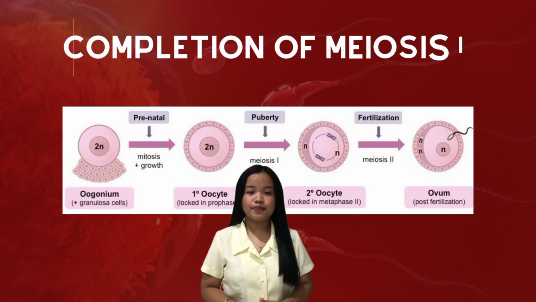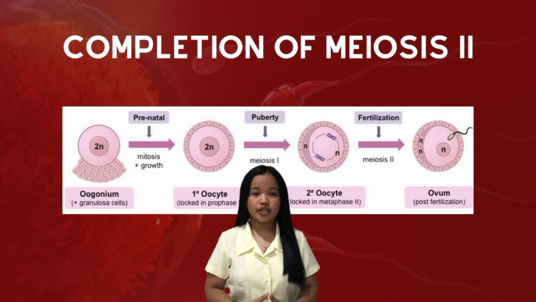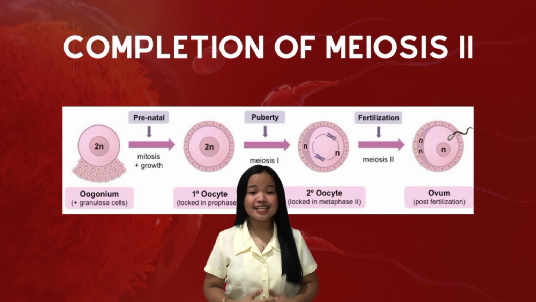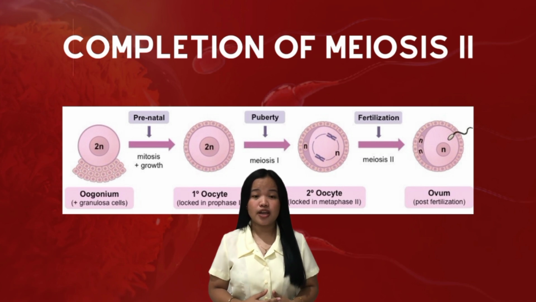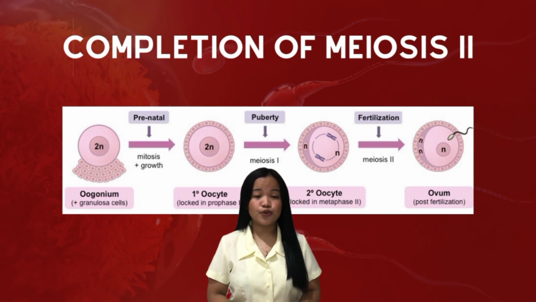The fourth step of fertilization is the completion of meiosis II. After ovulation, the oocyte is arrested in metaphase of meiosis II until fertilization. Once the sperm goes deep inside, the completion of meiosis II will happen. The secondary oocyte will become a matured ovum.